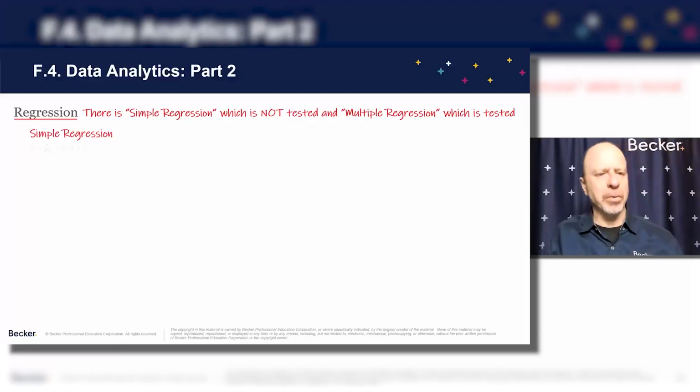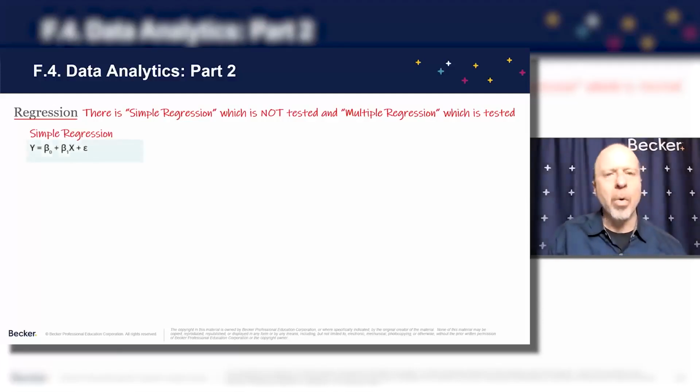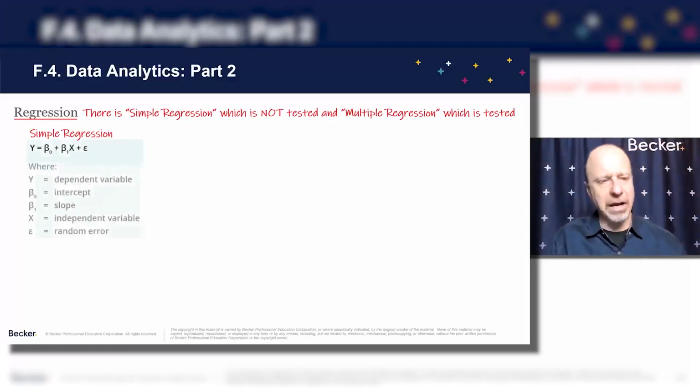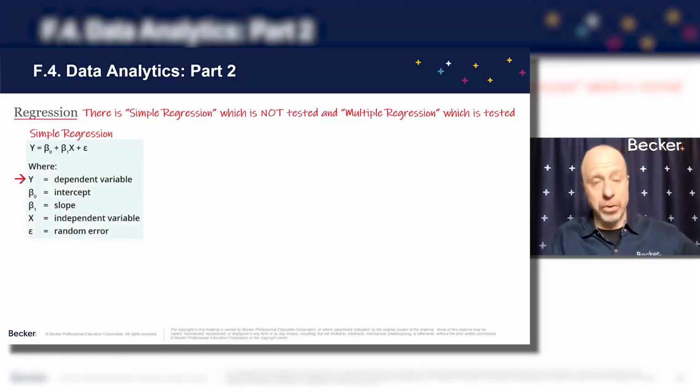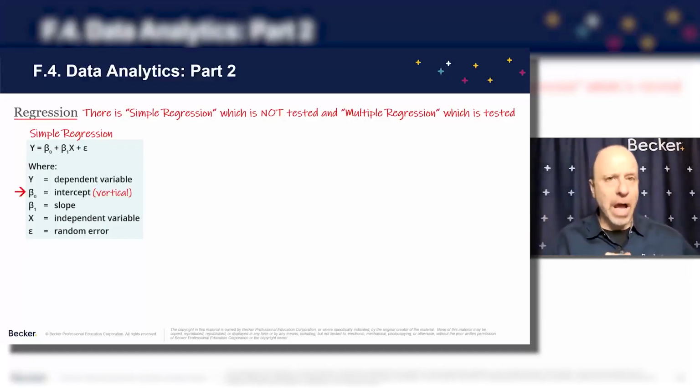So let's just briefly start with simple regression. Here's your formula: y equals beta 0 plus beta 1 x plus some little sigma, some little error. So here are your variables. We have y, which is what we're trying to solve for. That is what we call the dependent variable. Now, beta 0 is your slope, and remember, excuse me, not your slope, your intercept. And remember, this is a vertical intercept. It's where your line crosses the y-axis, the vertical axis.